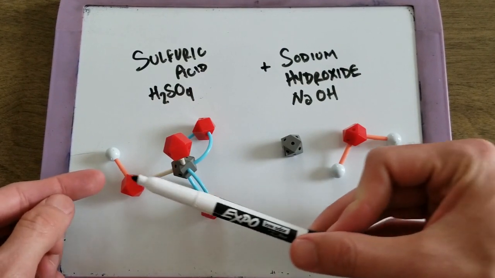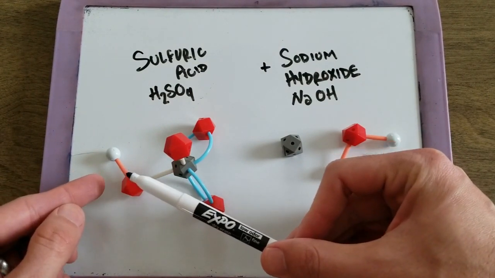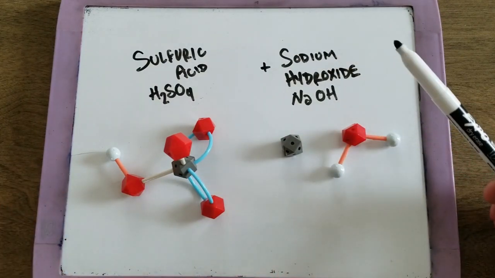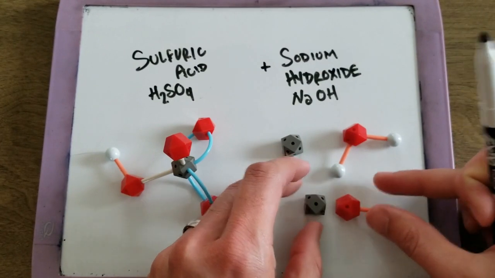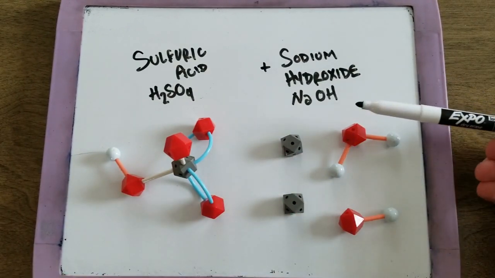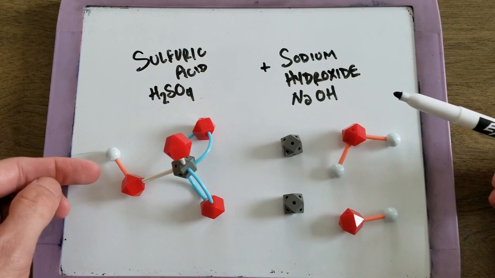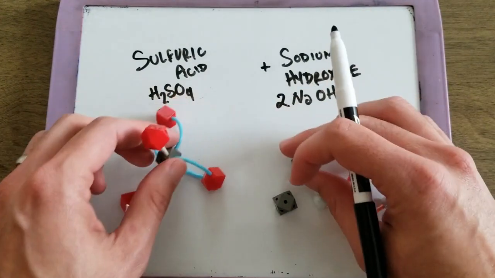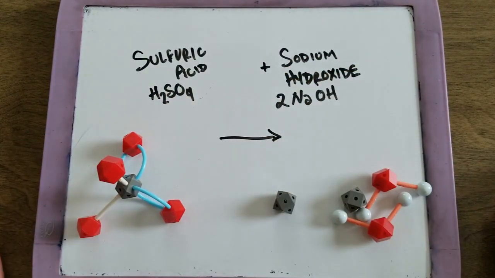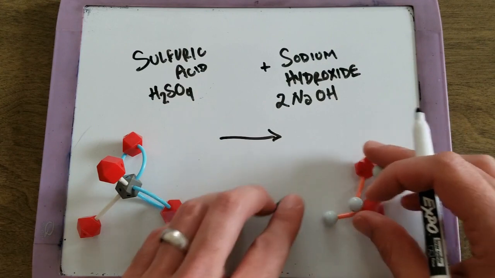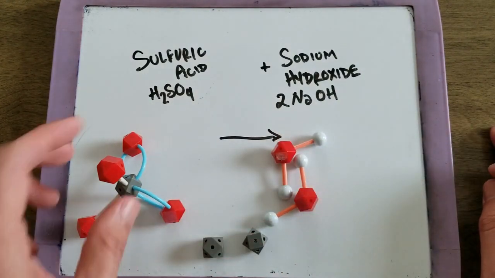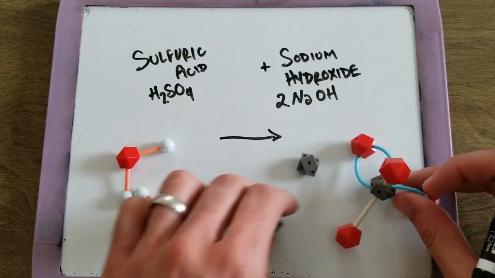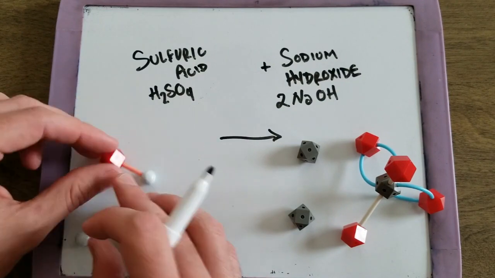And so the sulfuric acid still has one hydrogen to lose, and that means that it can't just react with one sodium hydroxide, but there need to be two present to accept both hydrogens of the sulfuric acid. And they react to produce two water molecules instead of just one, and one sodium sulfate.